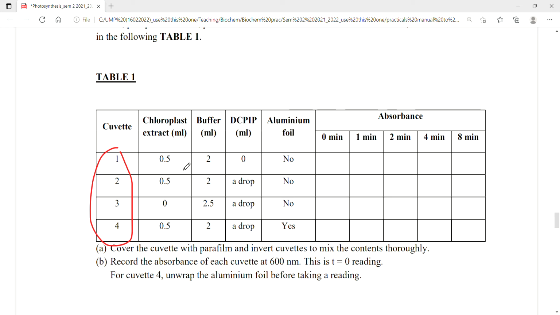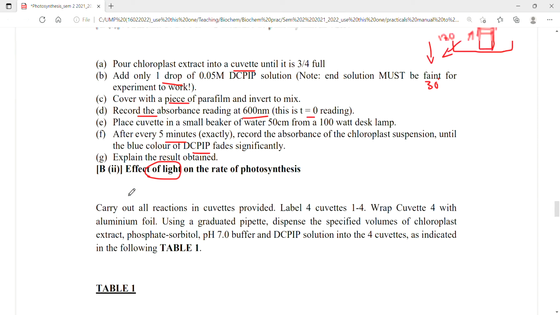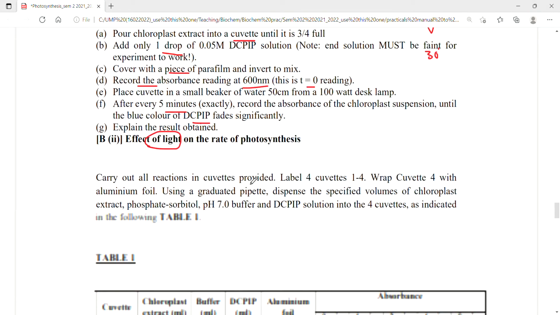Looks like chloroplast extract is there for everything except for this one, which doesn't have it. And then this buffer is just to make sure the pH is 2.5. Okay, and then here no DCPIP, and then this one is interesting. Put aluminium foil all outside of the cuvette with the chloroplast extract, therefore the light cannot penetrate even though you keep it under the lamp.